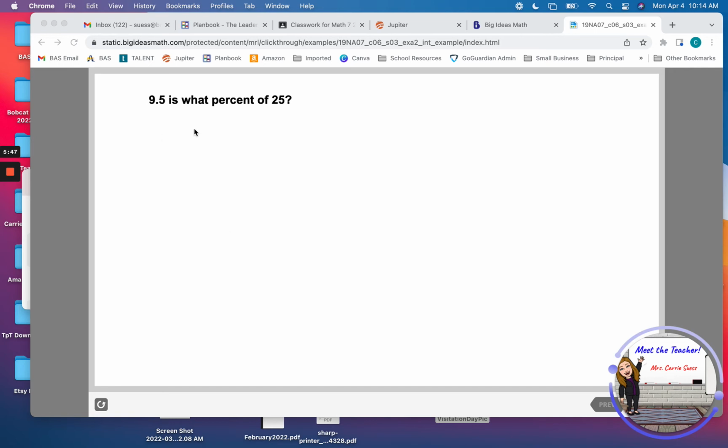All right. Example 2 in your journals. 9.5 is what percent of 25? So let's plug this into our equation. Where does the 9.5 go? It goes where the A is. And where does the 25 go? Where the W is. Okay, so 9.5 equals, we don't know the percent, of 25.